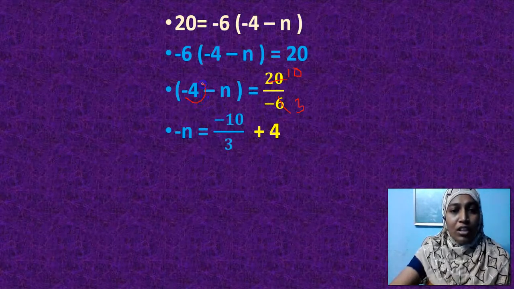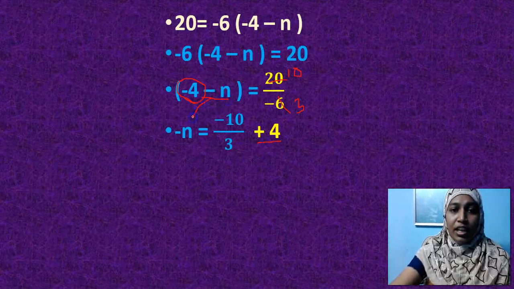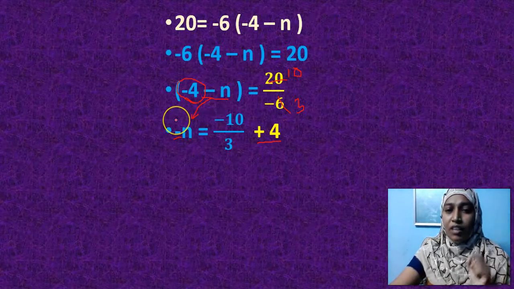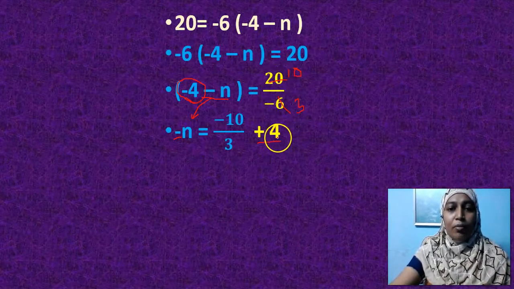Then I have to transpose this minus 4. This minus 4 has changed to plus 4 here. And this minus n should be written as it is. Again here students will make the mistake of leaving out this minus sign. So be careful with the sign. If you miss even a single sign, the entire thing will be a waste. So minus 10 by 3 plus 4.